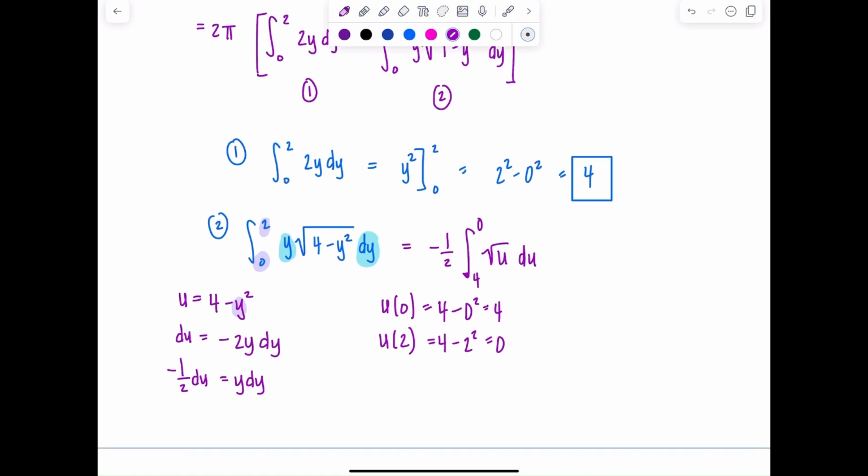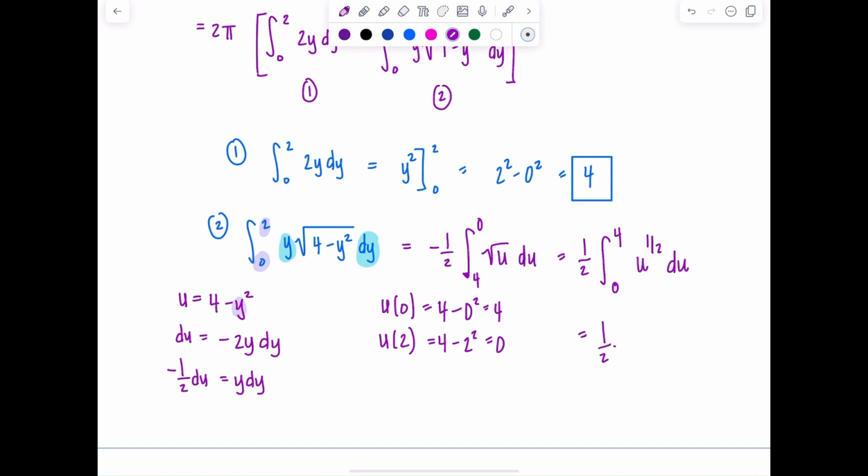You know what I'm going to do immediately? Get rid of this negative by flipping the limits of integration. I highly recommend doing that. Plus, it's better when 0 is the lower limit. 0 to 4, and then I'm going to rewrite this as u to the 1/2 du, because I'm getting ready to take its antiderivative. Okay, good.